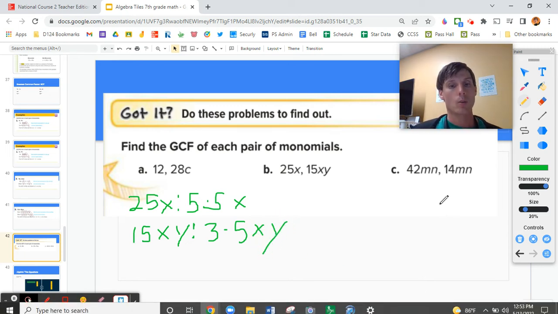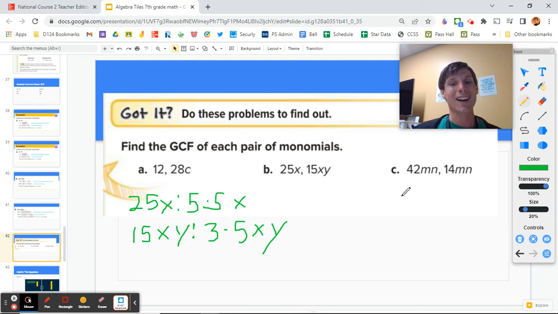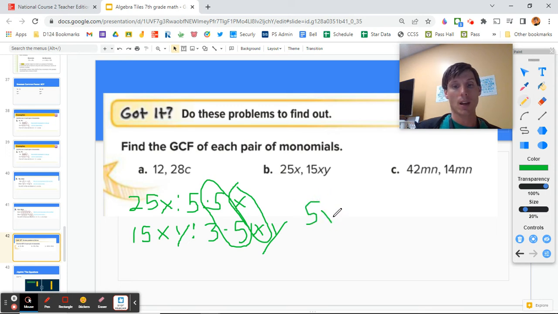Wonderful. What are our common factors, or our greatest common factor, of 25x and 15xy? Let's look closely. We see, yes, of course, a set of 5s and a set of x's. That's it. So what is the GCF of both 25x and 15xy? 5 times x, so it's just 5x that is the GCF.